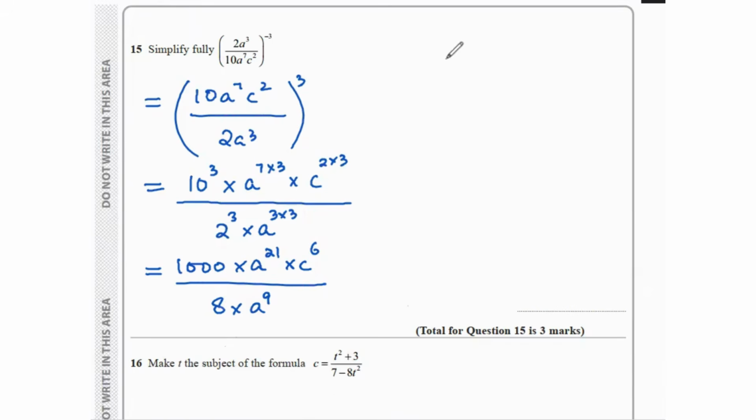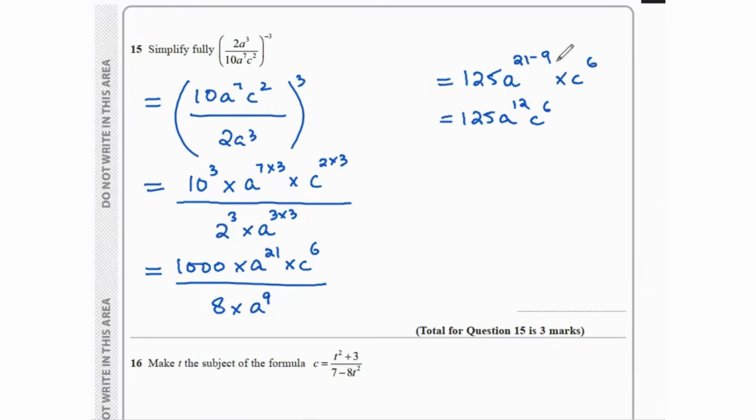1000 divided by 8 is 125. a to the power of 21 divided by a to the power of 9 means that we're going to subtract the powers, because similar bases are being divided. So 21 minus 9 is going to give us 12, and then c to the power of 6 comes as it is. This is your final answer. So in the same question, we apply different rules of indices. We use the rule for negative powers, then the rule for whenever there's a power outside the bracket.